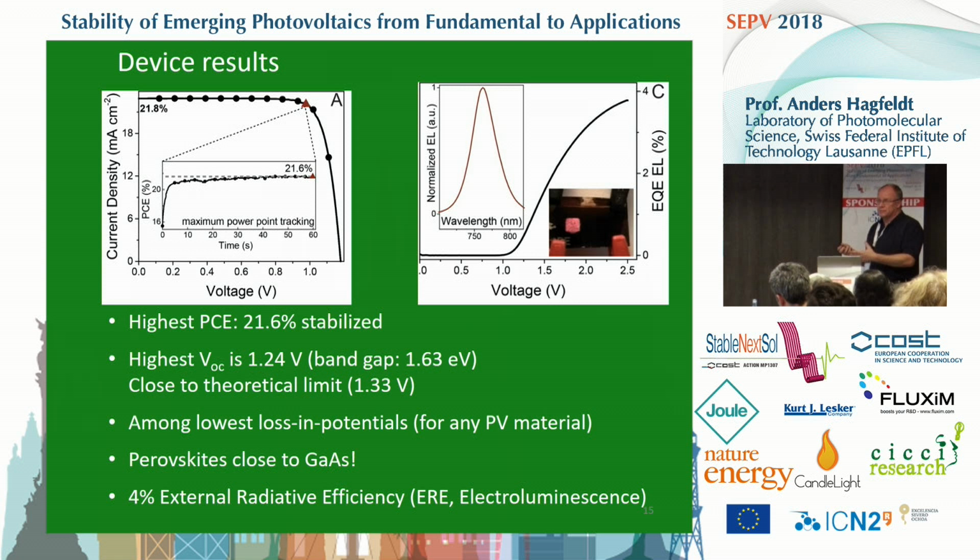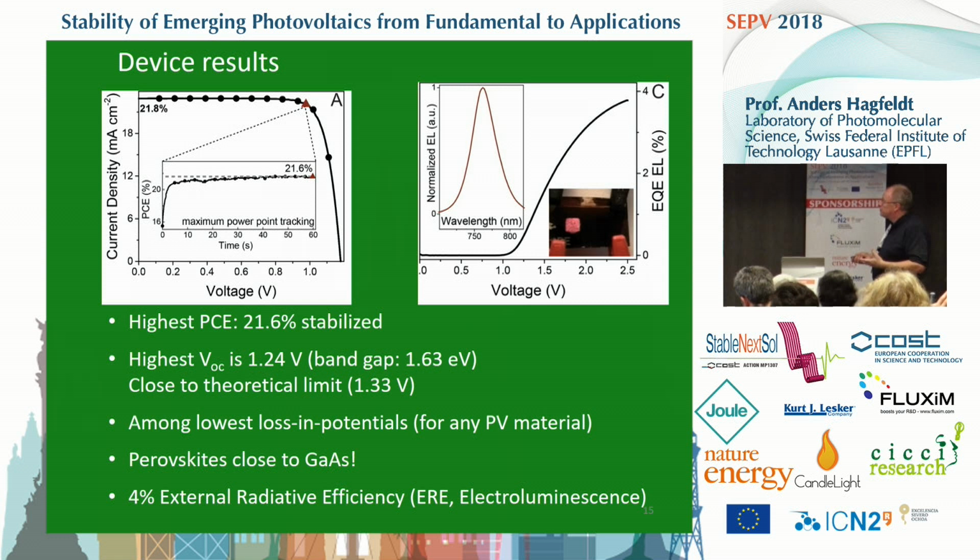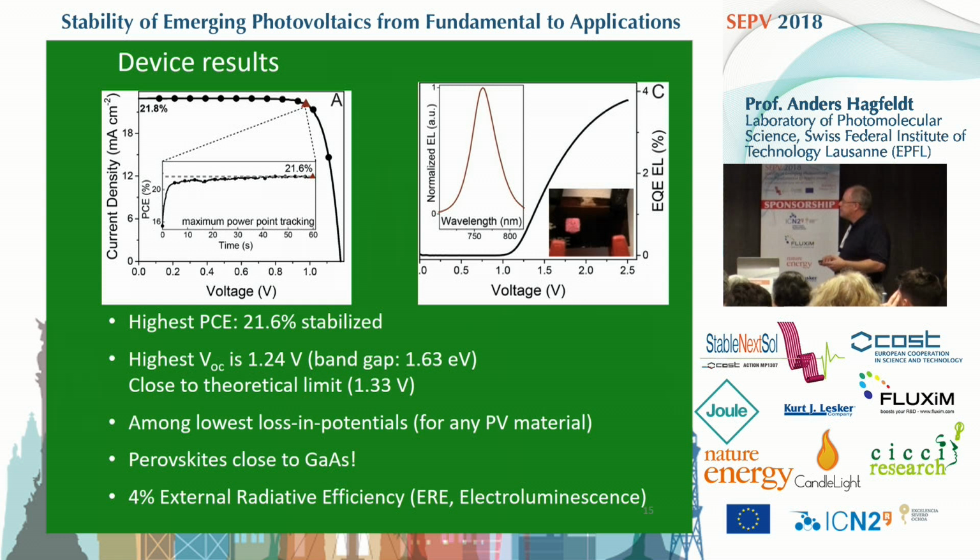And we see that also with very high voltages. We measured 1.24 volts, with a band gap of 1.63. Theoretically, we lose 0.3 volts in entropy of light. So the highest theoretical limit we can obtain with such a band gap is 1.33. So you see we are just 90 millivolts away from the theoretical limit. So all this points to further increase of perovskite efficiency.